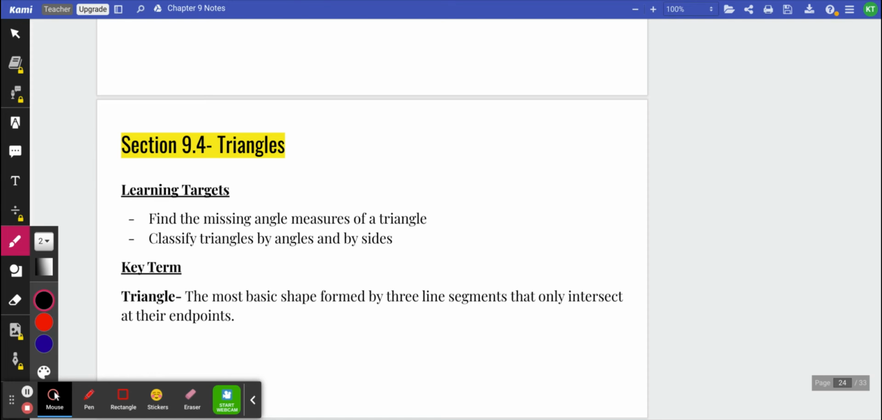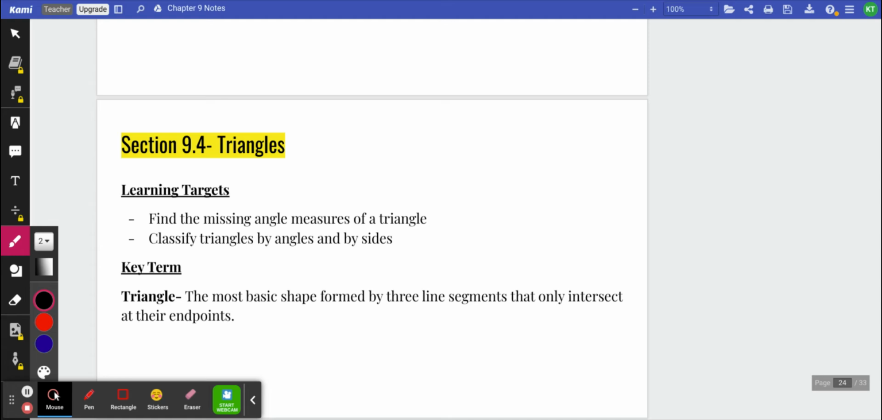All right, section 9.4, we build on what we learned in 9.3 with angles and get into our most basic shape of a triangle. Tri meaning three, right? Three angles, three sides in a triangle. So our learning targets for today, we're going to find missing angle measures of a triangle and then be able to classify a triangle based on its angle measures and by its side lengths.